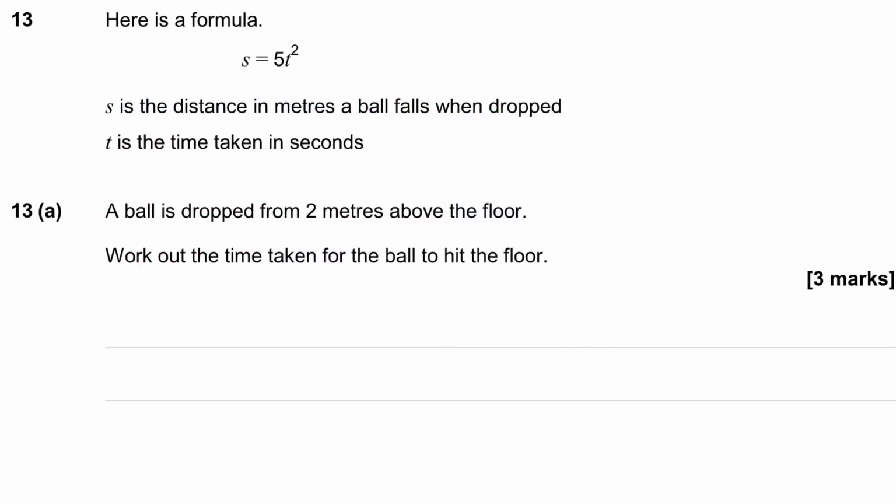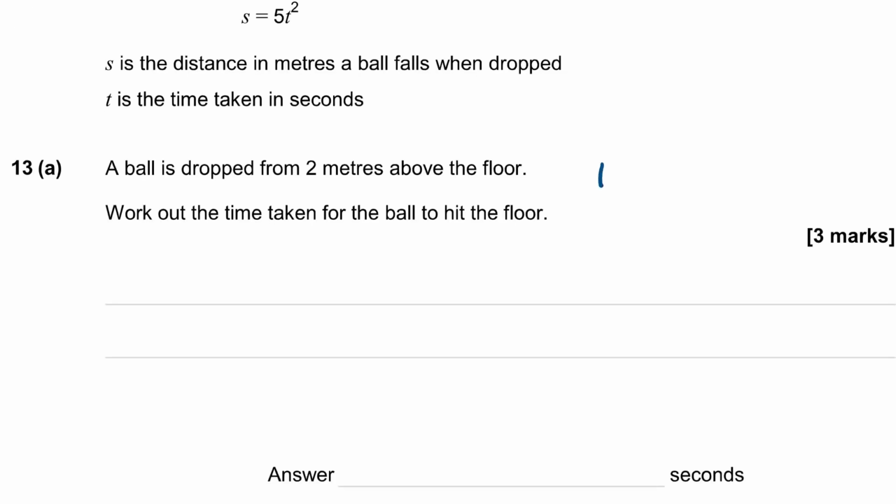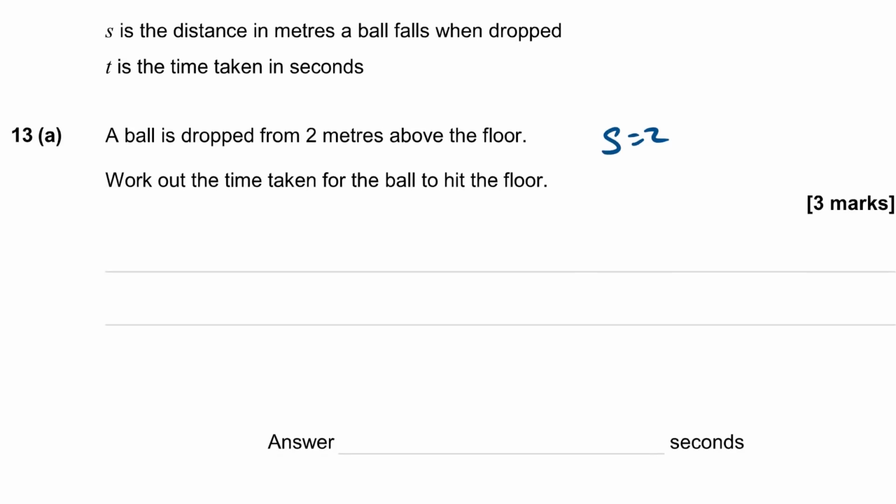Question 13. Here is a formula, S equals 5t squared, where S is the distance in meters a ball falls when dropped and t is the time taken in seconds. In part A, we're told that a ball is dropped from 2 meters above the floor. We need to work out the time taken for the ball to hit the floor. Okay, so we know that S is equal to 2, isn't it? So S is the value we've been given. So subbing that into our formula, we've got 2 is equal to 5t squared.